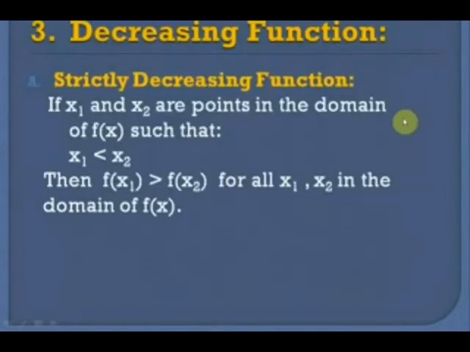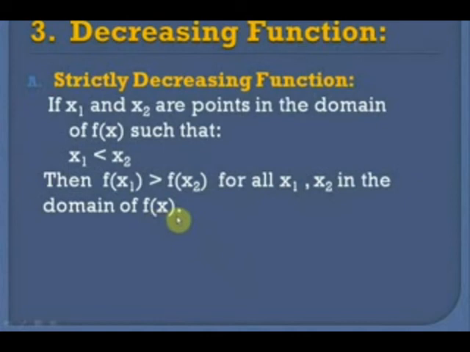Now the second category of a monotonic function is the decreasing function, and in the decreasing function there are again two categories: the strictly decreasing function, or the decreasing or non-increasing function. So first is the strictly decreasing function. If we say that x1 and x2 are the points in the domain of f(x) such that x1 is less than x2, then f of x1 is greater than f of x2 for all x1, x2 in the domain of f(x).